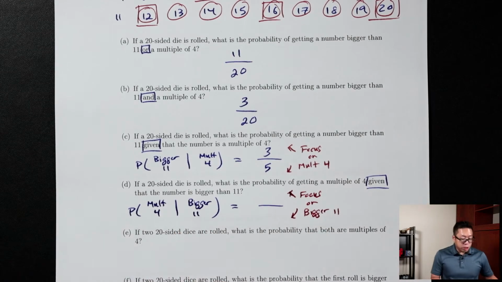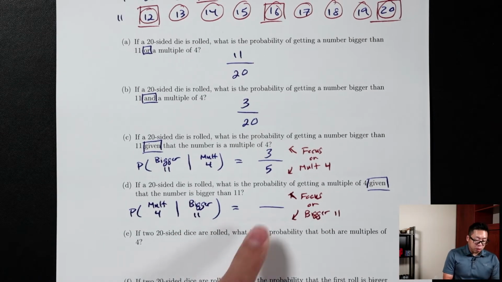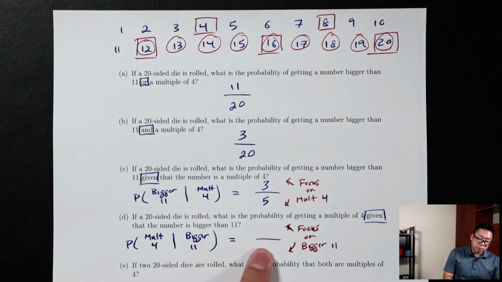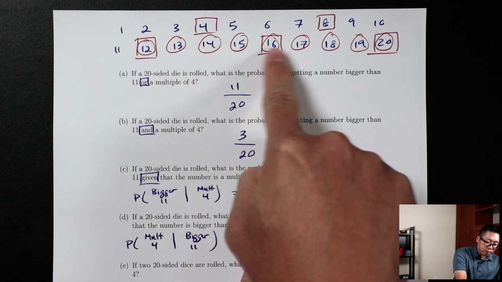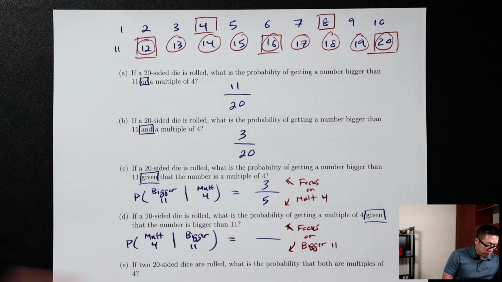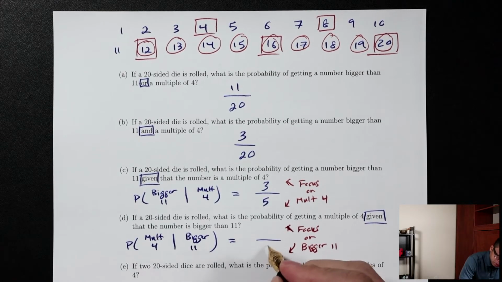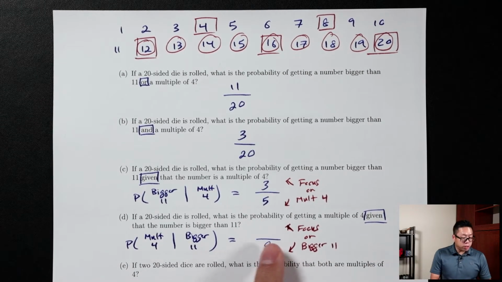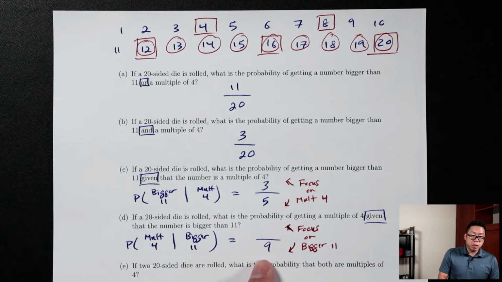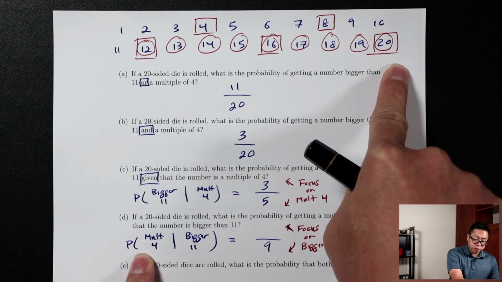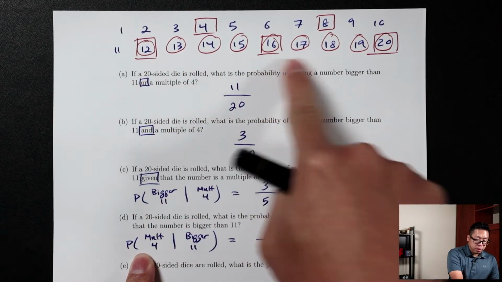So focusing just on the numbers bigger than 11, how many are there total? Bigger than 11 are my circles. So how many are there total? That's 1, 2, 3, 4, 5, 6, 7, 8, 9. So focusing just on the circles, there are 9 total. And then for the top, still focusing just on these circle numbers, how many are multiples of 4? So just these circle numbers, how many are boxed? 3.